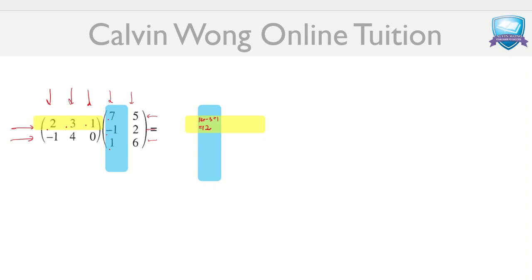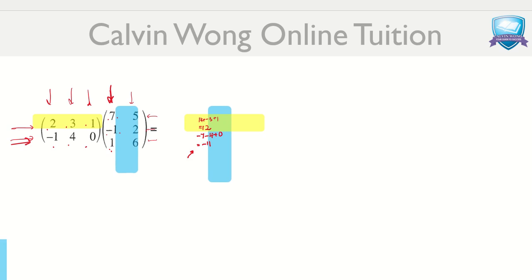Then let's do row 2 and column 1. Row 2 times column 1, and we put it here. Negative 1 times 7, negative 7. 4 times negative 1, negative 4. 0 times 1 is 0. Then you get negative 11. After that, come back to the first row, but second column.